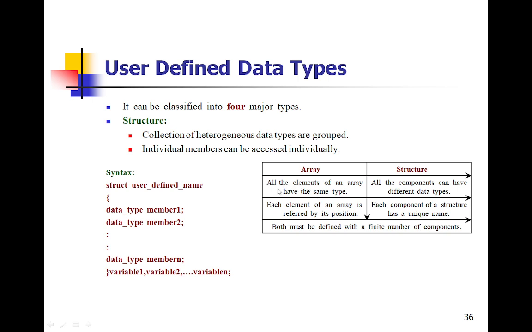So array means, as we have discussed, there will be the same type of elements. Here the structure has different types of elements, and each and every element can be accessed by means of positions. And here there will be a unique name. By using that unique variable name, we can access the members. Both must be defined with a finite number of components. So these are all the differences between the arrays and structures concept.